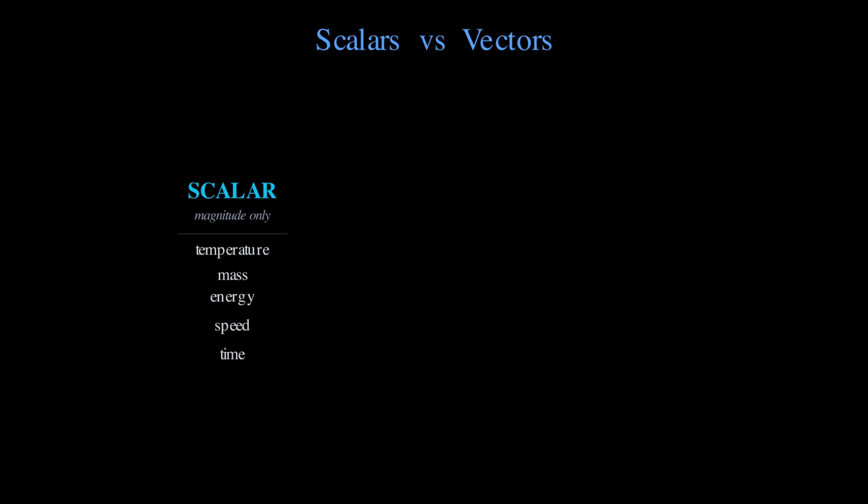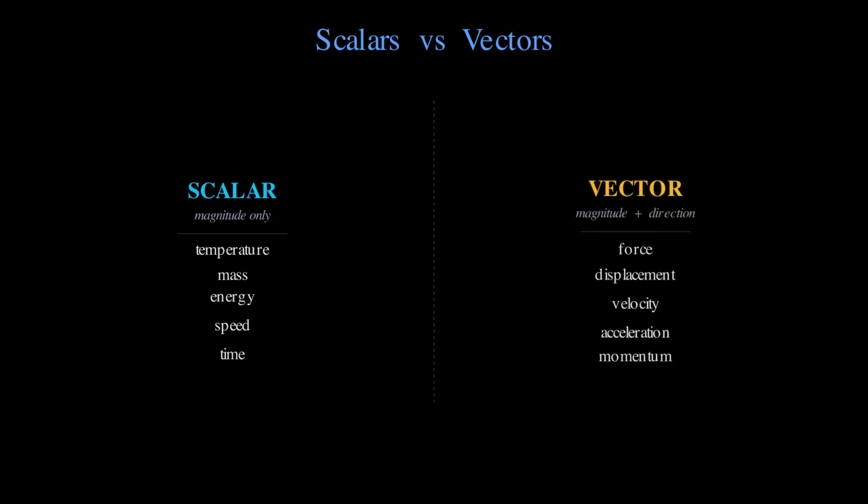Scalar quantities are described by a single number, a magnitude: temperature, mass, energy, speed, time, all scalars. Vector quantities have both a magnitude and a direction: force, displacement, velocity, acceleration, momentum, all vectors. Why does this distinction matter? Because the rules for adding vectors are different from the rules for adding scalars.